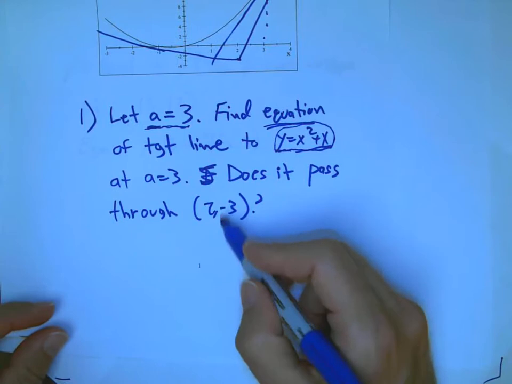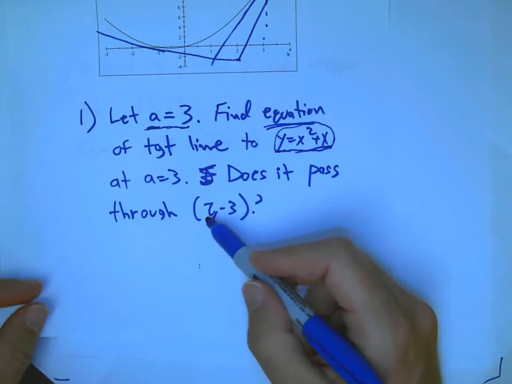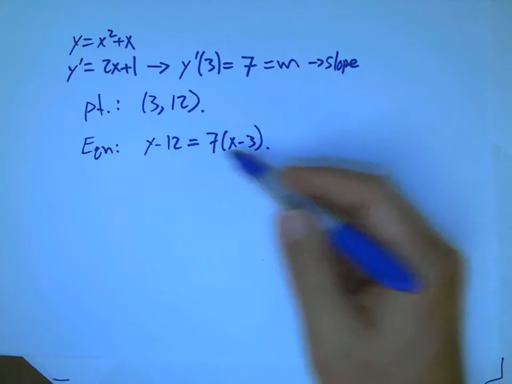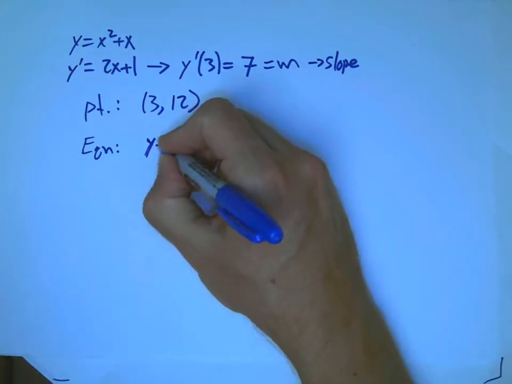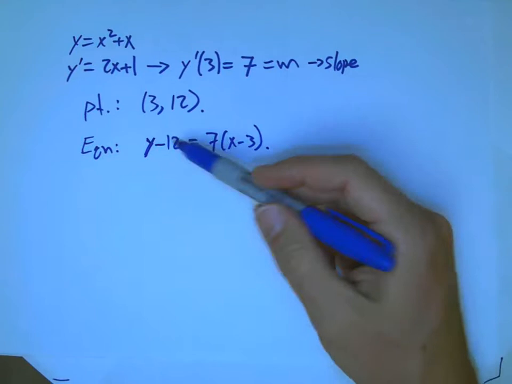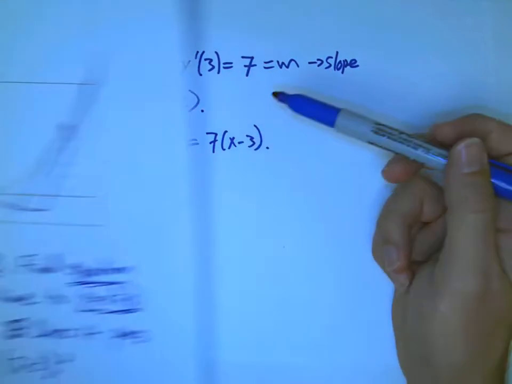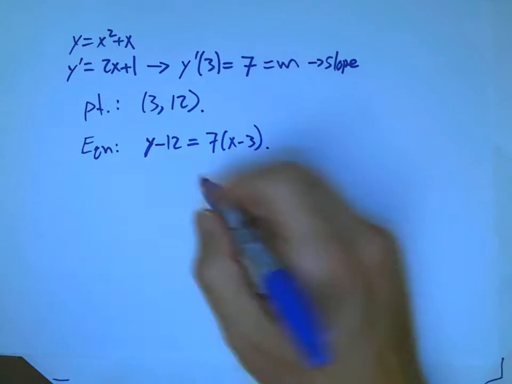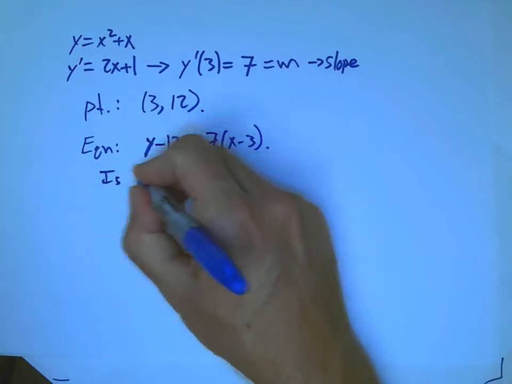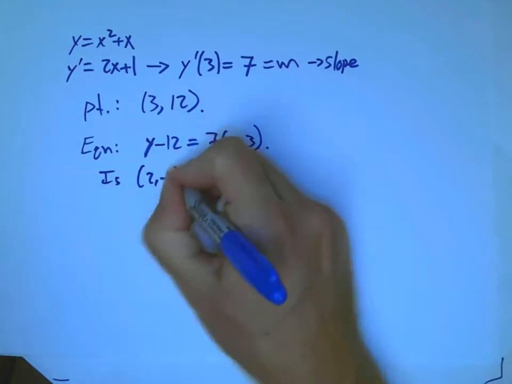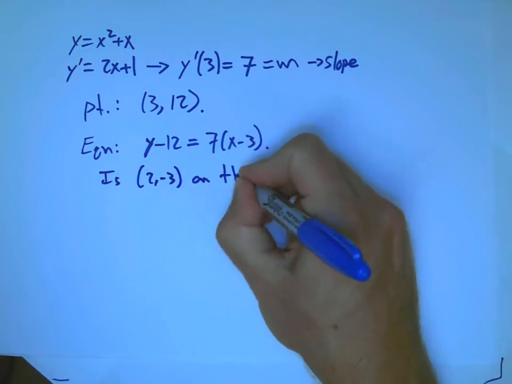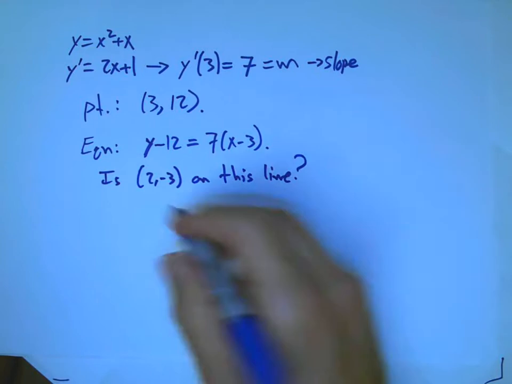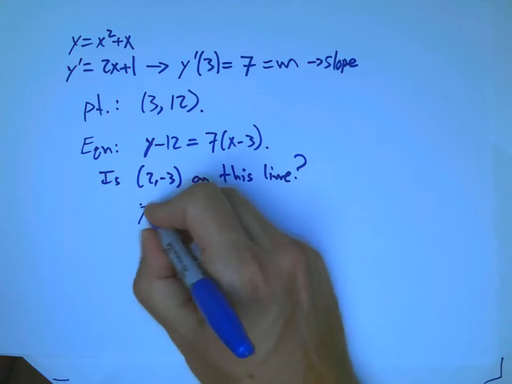Okay, now, how do we ask: does that pass through (2, -3)? How would we figure that out? We plug in 2 for x and minus 3 for y. When we've got an equation of a line, and somebody's asking you whether a certain point is on that line, well, that's what equations are for. They're for testing whether a point is in a certain set. And we're going to test, is this point on this line? We expect the answer no. So is (2, -3) on this line?